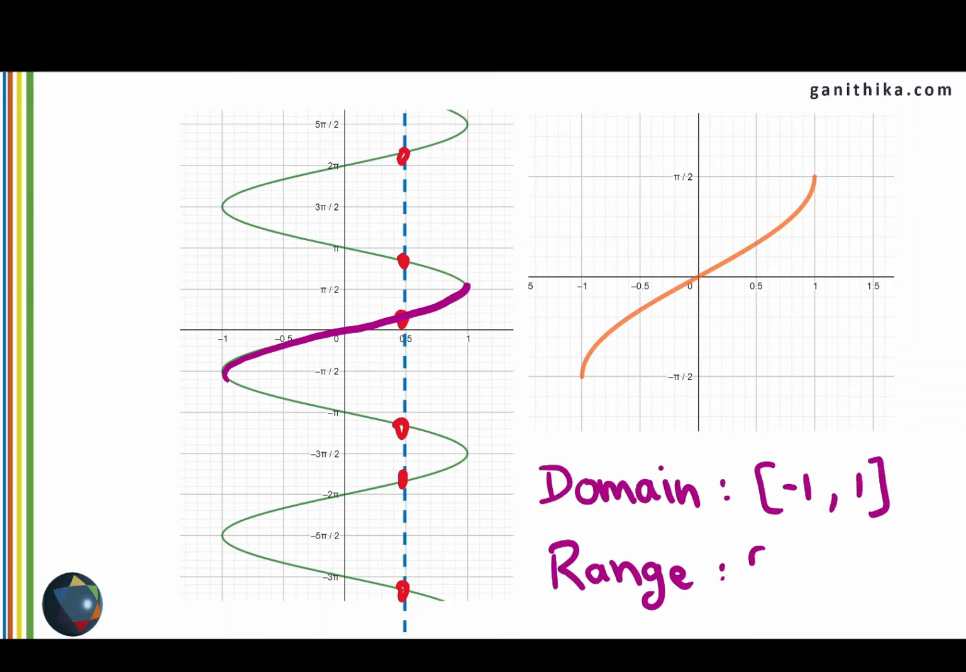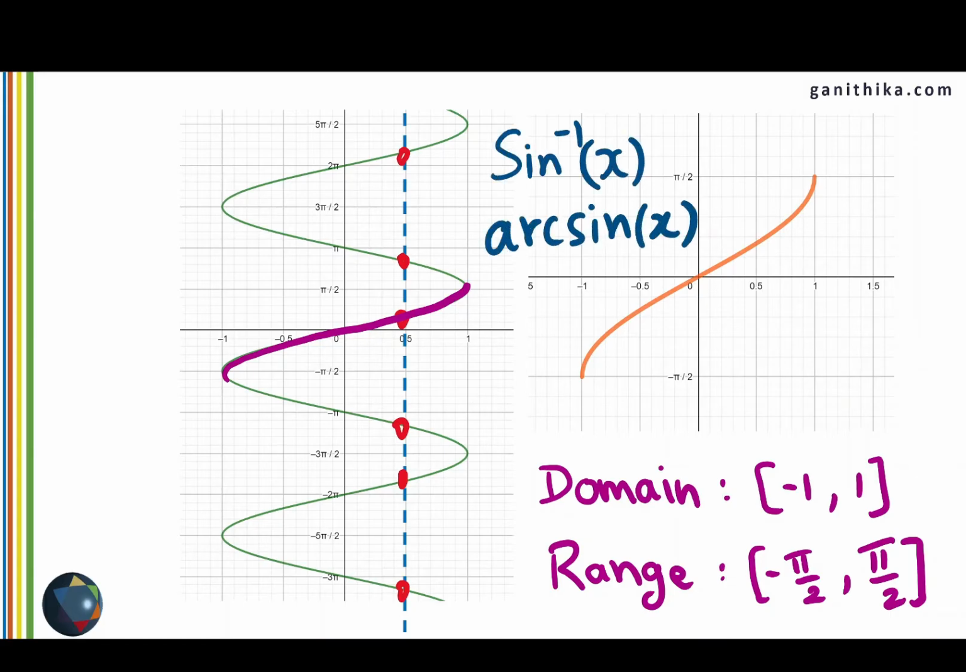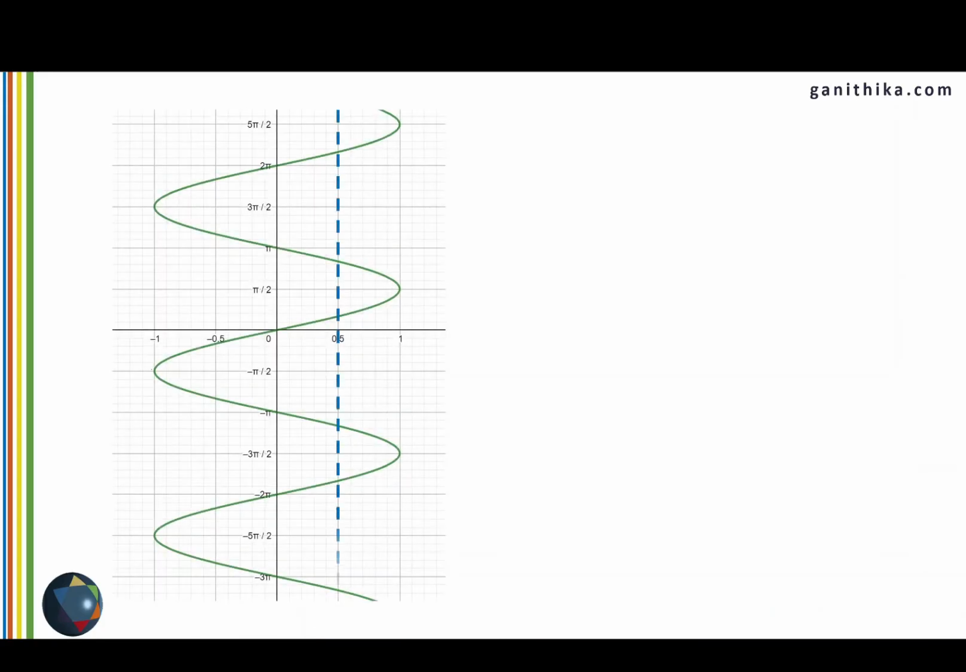we have domain as negative 1 to 1, but the range is restricted to negative pi over 2 to pi over 2. If we consider this section alone as inverse of sine x, then we can see that it satisfies the vertical line test. Sine inverse x is written as sine to the power of minus 1 x or arc sine x. Considering this graph, we know that this fails the vertical line test, and we have taken this graph as our sine inverse graph, which is negative pi over 2 to pi over 2.